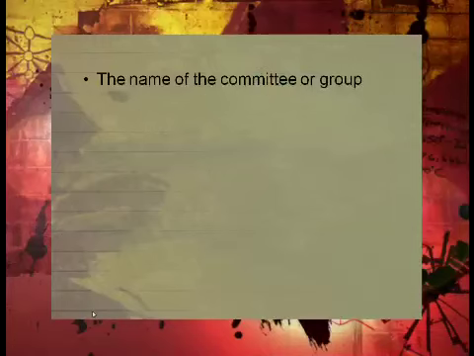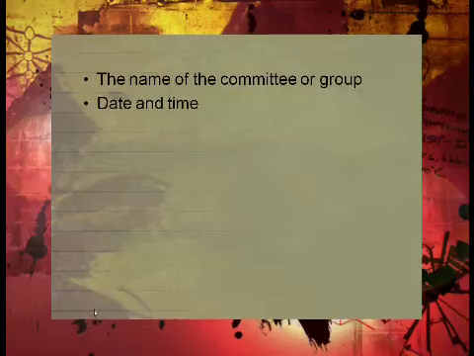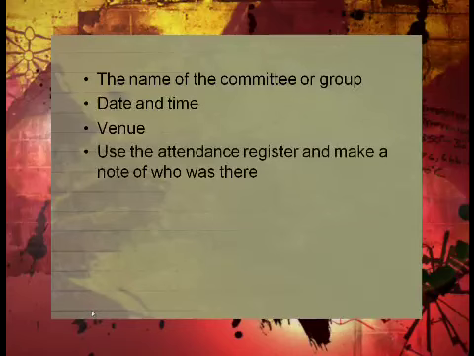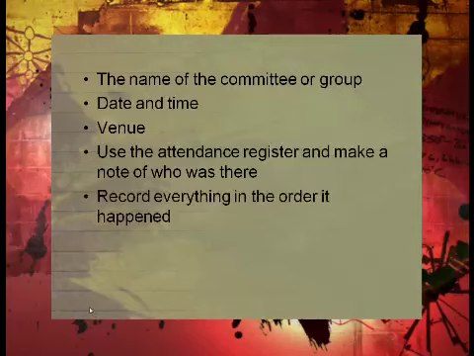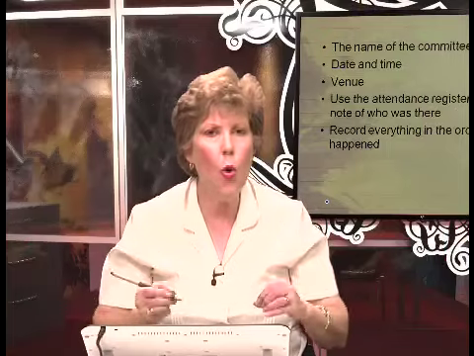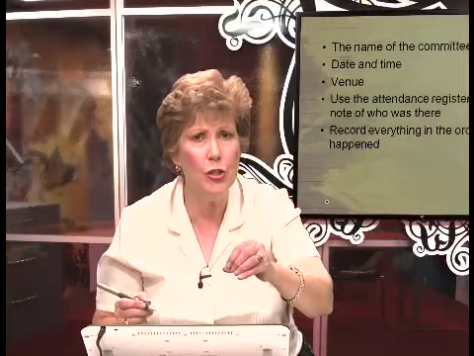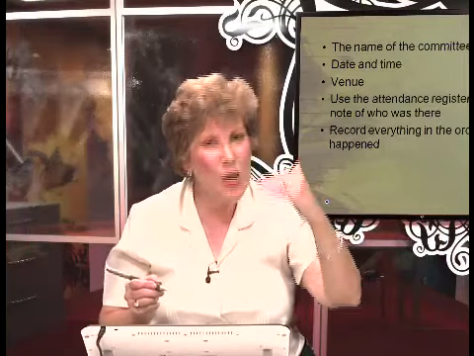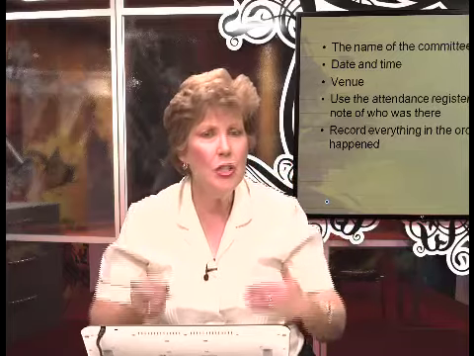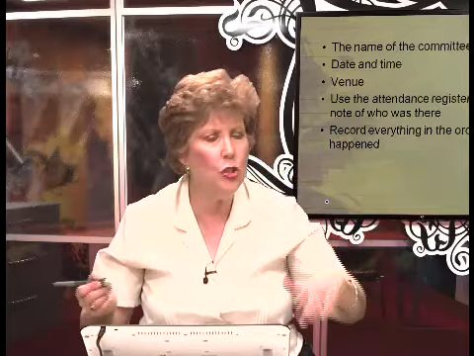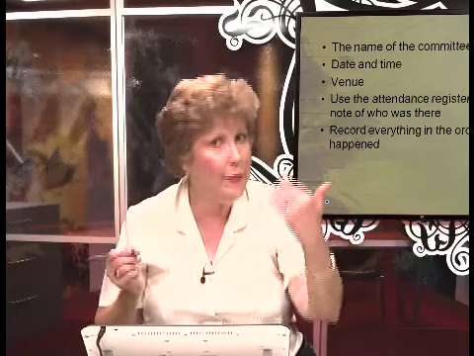Remember, the name of the committee or group is always important. The date and time have to be there. The venue where it takes place. You use the attendance register and you make a note of who was there. You record everything in the order it happened. And if the chairman is a good chairman, it will happen in the order of the agenda. The chairman shouldn't allow people to jump around. It should be we do 1 and then 2 and then 3 and then 4.